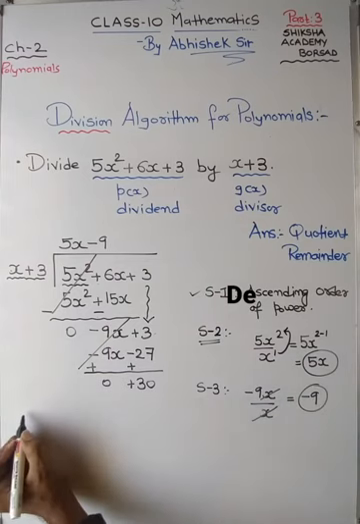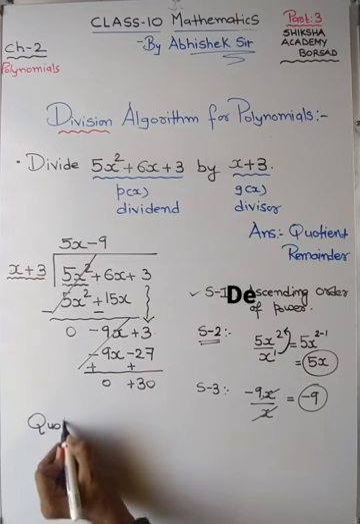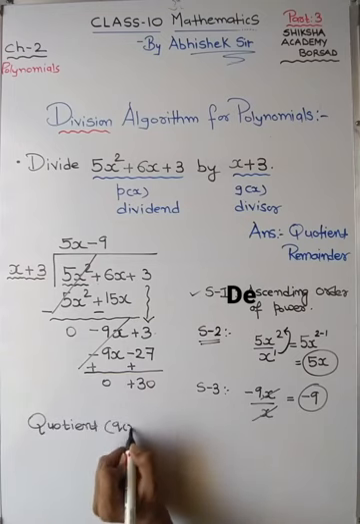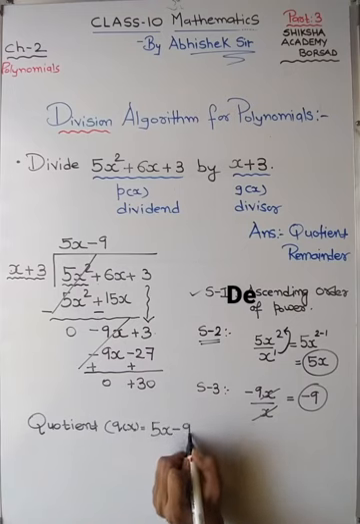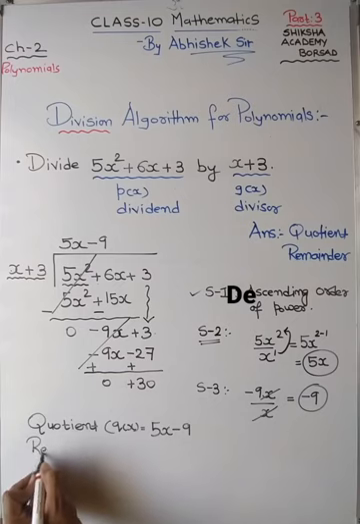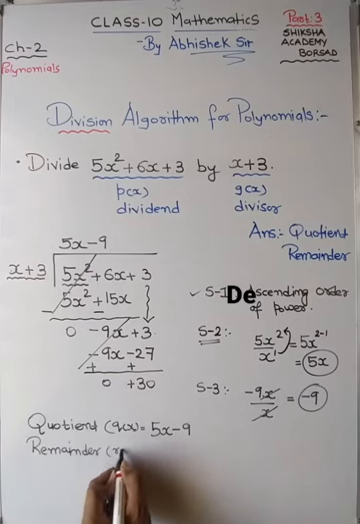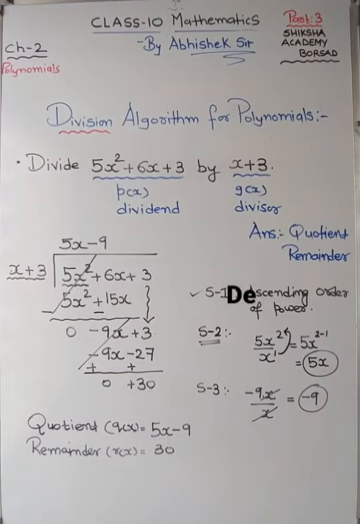Quickly let us write what is the quotient. So quotient, that is q of x, is 5x minus 9, and remainder, that is r of x, is plus 30, right? So this is the method by which we are dividing the polynomials.